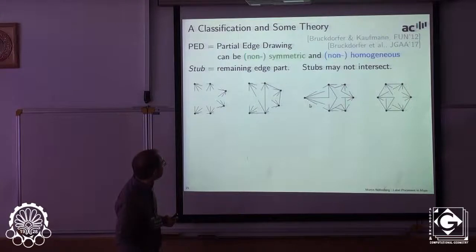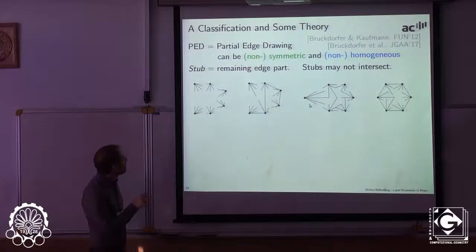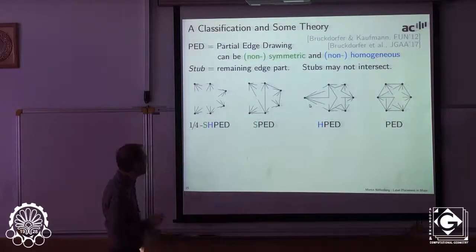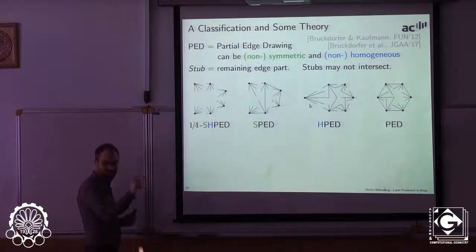And then there are different variations of partial edge drawings. They can be symmetric or non-symmetric, and they can be homogeneous or non-homogeneous. Okay? And we see all combinations down here. So the first one is a symmetric homogeneous partial edge drawing, and the 1/4 basically says how long one edge stub is in relation to the full edge length. So a quarter SH-PED erases the 50% center part of each edge, and then 25% is on that stub and 25% on the other stub.